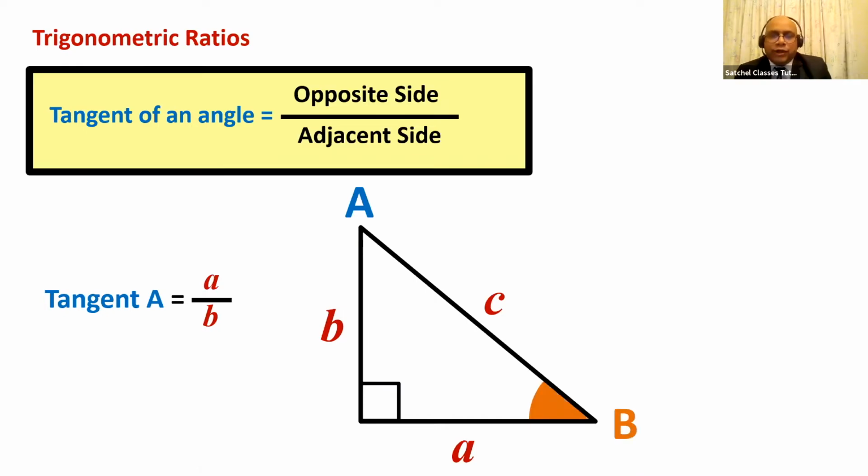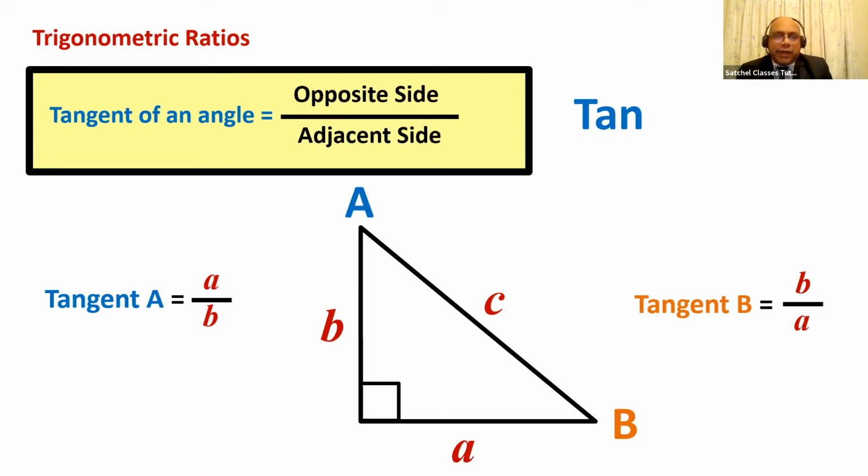Likewise, what is tangent of angle B now? With respect to angle B, tangent would be opposite side of angle B, which in this case is b, divided by the adjacent side of angle B, which is a. Right? So tangent of angle A is a over b, while tangent of angle B is b over a. Tangent, in short, is also referred to as tan.